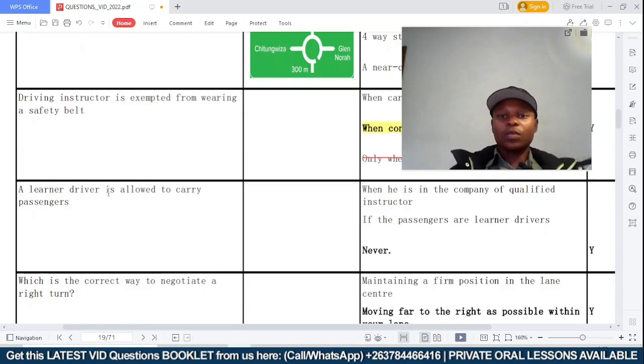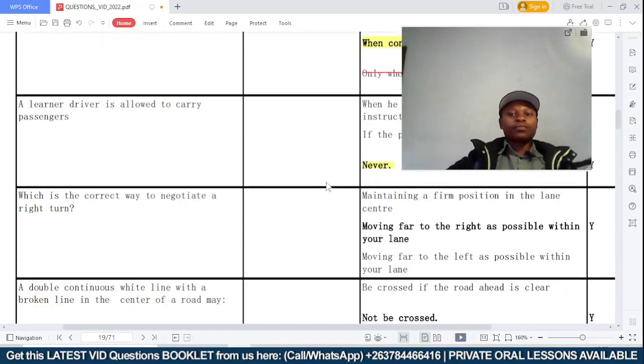Now the next question: a learner driver is allowed to carry passengers. Option A, when he is in the company of a qualified instructor. B, if the passengers are learner drivers. C, never. So a learner driver should never carry passengers, period. A learner driver should never carry passengers. Now let's move on to the next question.